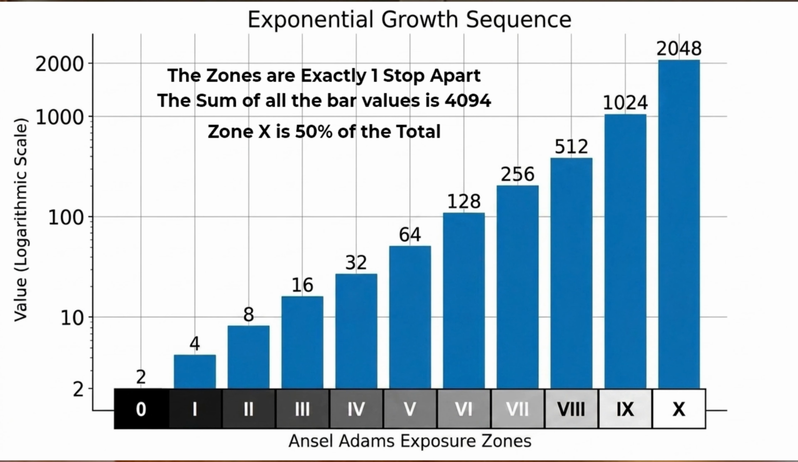Let's start with a set of training wheels you might be familiar with, the exposure zones. We've used the bucket analogy on this channel before. Think of your camera sensor as millions of tiny buckets catching raindrops of light. Because each exposure stop represents a doubling of light, the math grows exponentially. Down in zone 5, your buckets have collected a modest 64 units of light. But up in zone 10, the brightest highlights, they have collected 2,048 units.